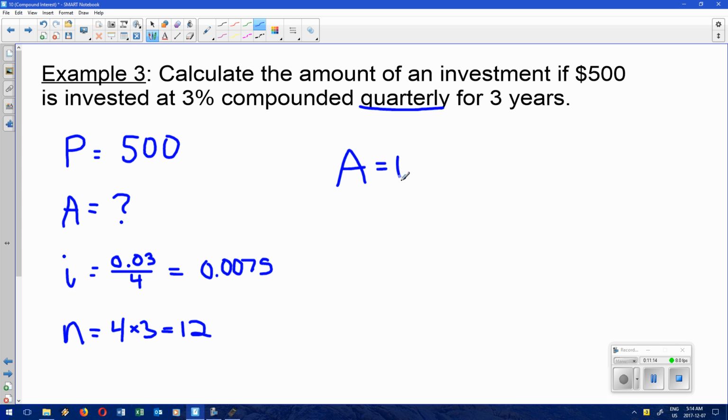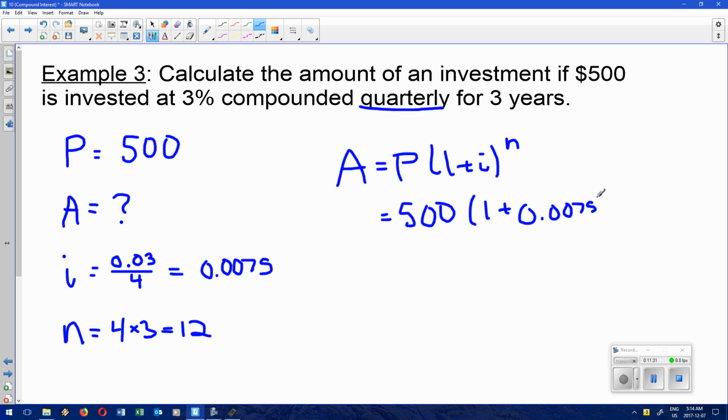So A equals P times (1 plus i) to the power of n. So I have my principal, $500. Okay, 1 plus my i, 0.0075, and that's all to the power of 12. Okay, so now back to some math work.